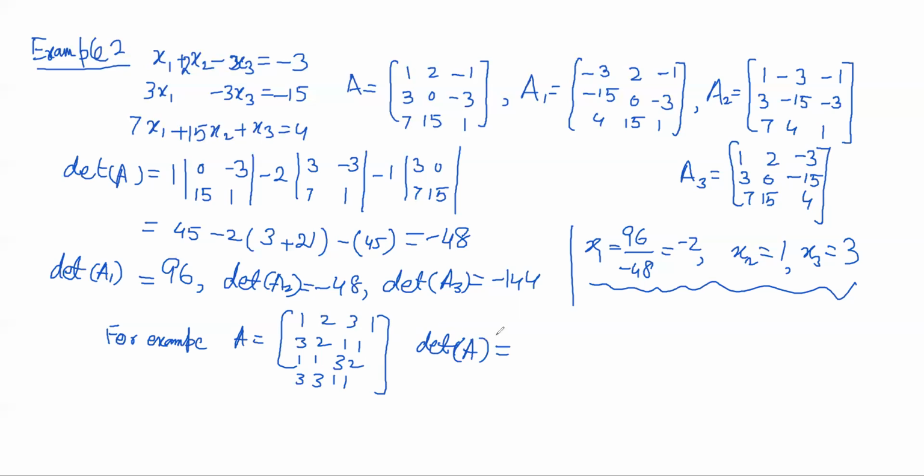So you can start from 1, and then the matrix will be 2, 1, 1, 1, 3, 2, 3, 1, 1. This matrix 2, 1, 1, 1, 3, 2, 3, 1, 1, and then plus, then minus 2, and then it will be 3, 1, 1, 3, 1, 1, 3, 2.